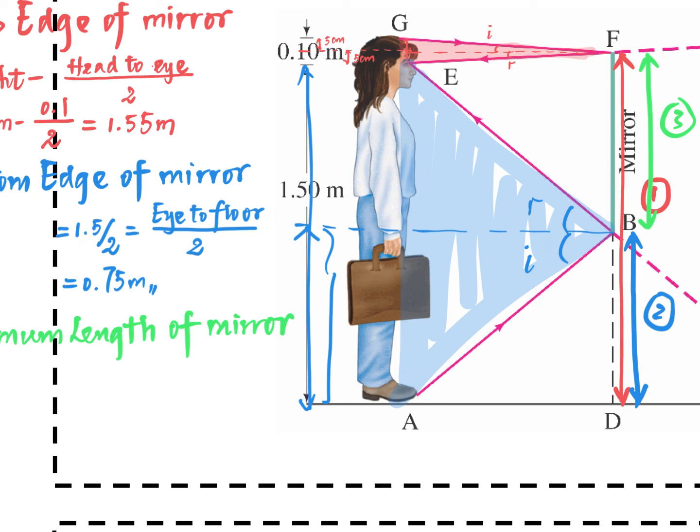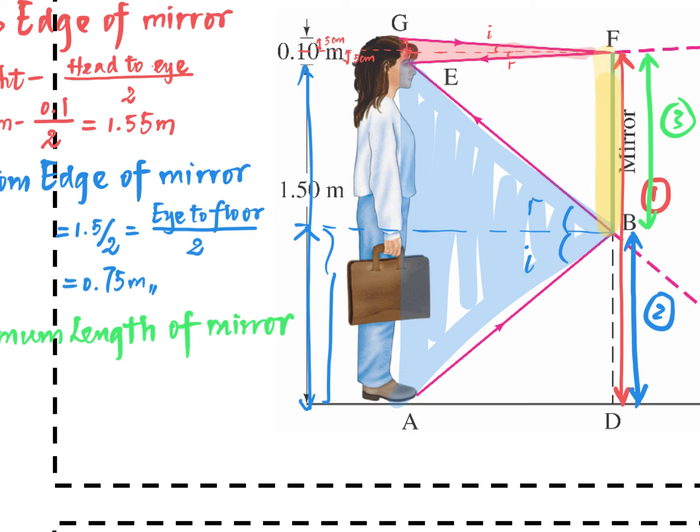Otherwise, if the length of the mirror just covers this range, for example, the yellow range, if the mirror is just placed here, the girl is able to see her feet but unable to see her head, because reflection cannot occur as the mirror does not exist in this area. Okay, which means that if the girl needs to see her whole image, the yellow area would be the area that the mirror needs to cover.